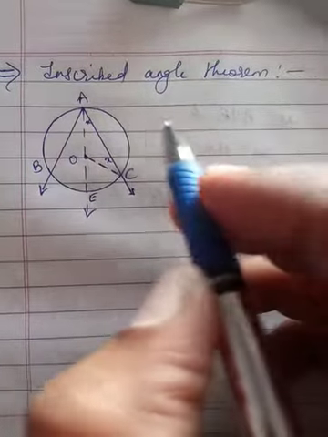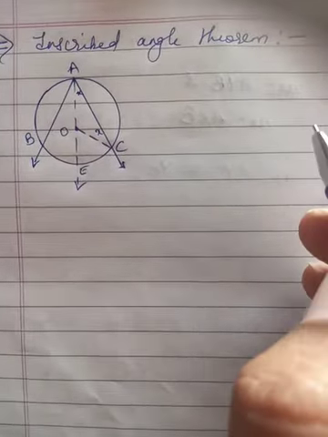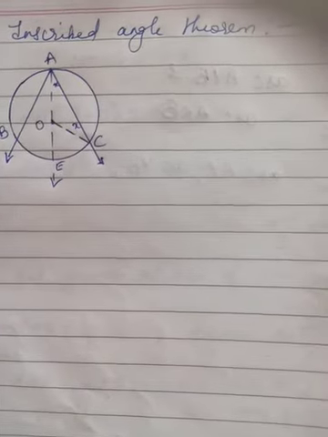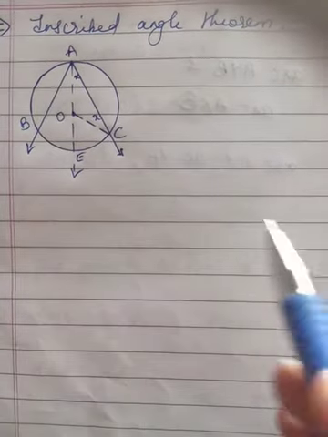Our theorem is the inscribed angle theorem. What does the statement of this inscribed angle theorem say? The statement says that the measure of the inscribed angle is half of the measure of the arc intercepted by it.